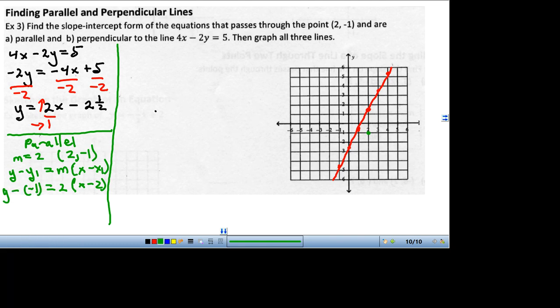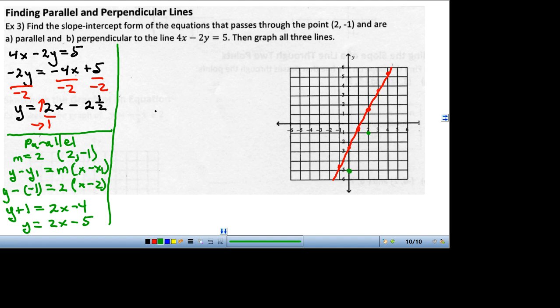And it's y minus. So what I have, y plus 1 is equal to, and I'm going to distribute, 2x minus 4. And I'm now going to minus 1 on both sides. I'm just barely running out of room, so I'll skip a step. y equals 2x minus 5.